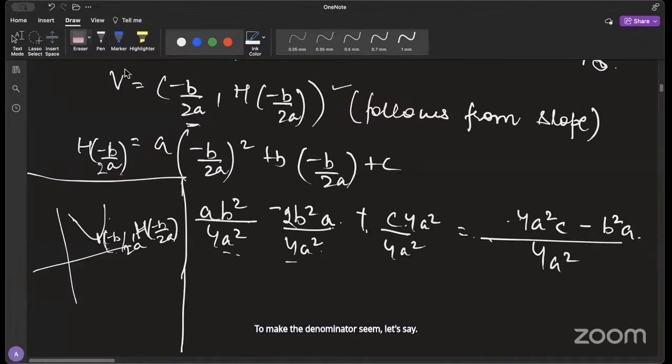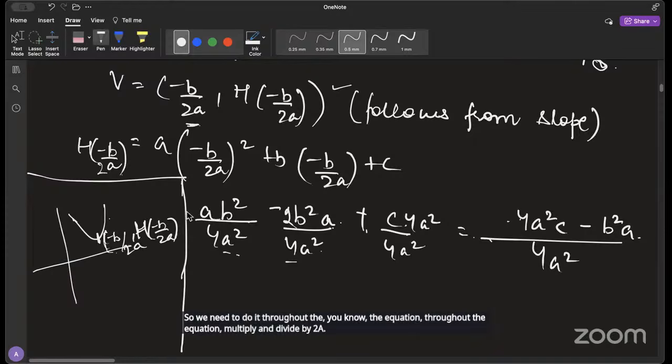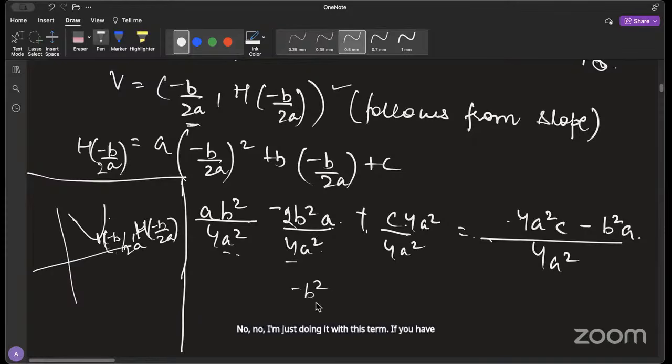So we need to make the denominator the same. Throughout the equation, multiply and divide by 2a. No, I'm just doing it with this term. If you have minus b square by 2a, I can do 2a by 2a here, right? That means I'm just multiplying this term with 1, right?